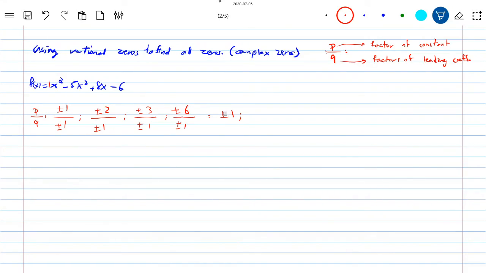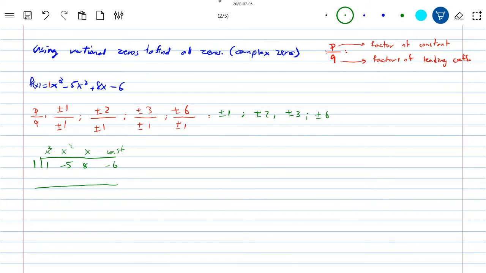Now let me use a different color just to tell you that these possibilities are simply plus or minus 1, plus or minus 2, plus or minus 3, and plus or minus 6. And then we would figure out one of these, hopefully, to be a zero of f. What you would do is go through these numbers. For example, I'll pick 1. Through synthetic division, I'll write the coefficients of x cubed, x squared, x, and the constant. These are the coefficients: -5, 8, and -6.